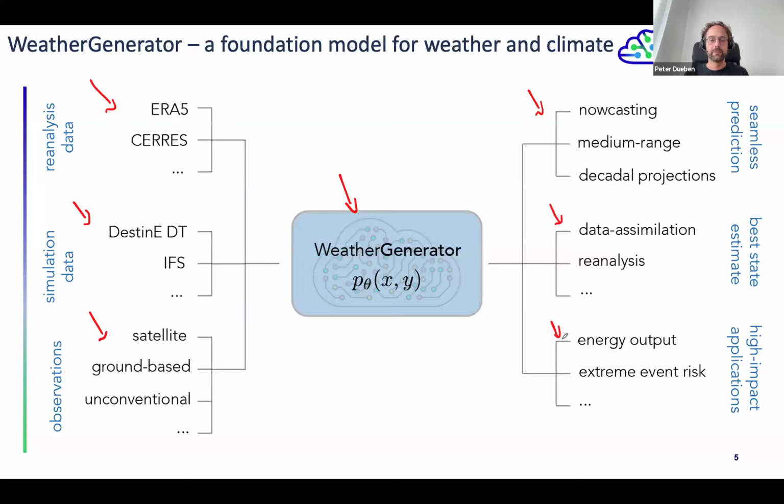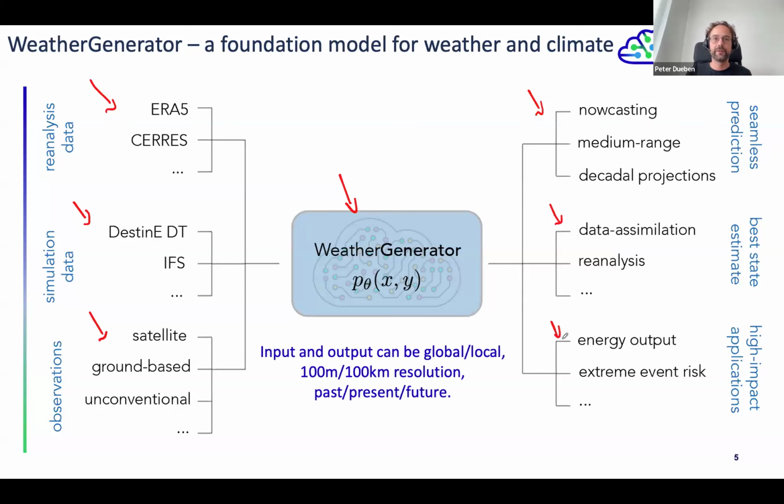Some of them can even be user specific, for example, energy output or something like this. And the ambition is that this tool should be able to cope with all sorts of data, whether it's global or local, whether it's 100-meter resolution or 100-kilometer, whether it's in the past, present, or future. It should be able to generate the different data sets and the output, whatever you give it as an input. And this can even be just a date, for example, or just something like a sea surface temperature field. So you can also be very generative in your solutions, basically.